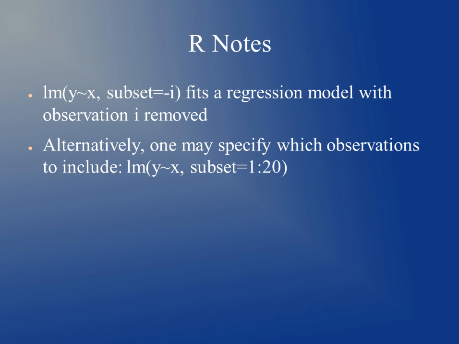If we remember, lm is our linear regression model. If we insert this subset in the parentheses there, if we have a minus i, it removes the ith observation. Or we could just do subset 1 to 20, so that only includes those observations numbered 1 through 20.